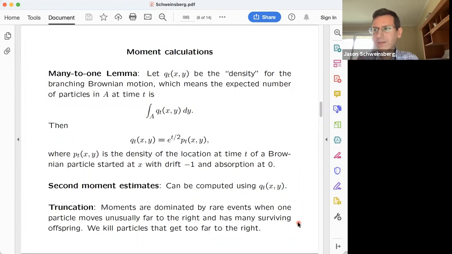However, the problem that we encounter is that the moments don't capture the typical behavior of the process. The expected number of particles alive at time t is dominated by rare events in which one particle moves unusually far to the right and then has a huge number of surviving descendants that avoid the barrier at 0. So the expected number of particles is much greater than the number of particles in a typical realization of the process. To understand the more typical behavior, we therefore need to do some truncation where we kill particles that get too far away from the origin.